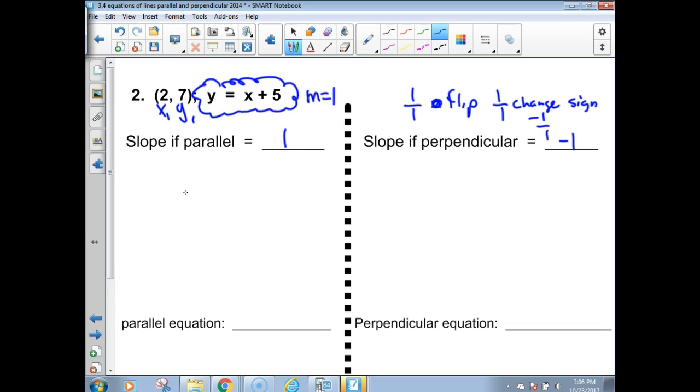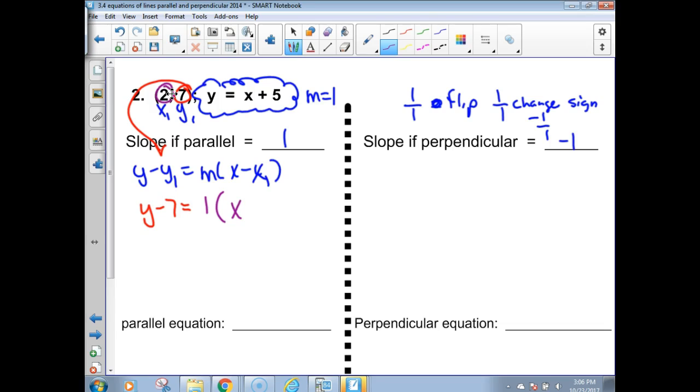Special case. Now I'm going to put it in y minus y1 equals m times x minus x1 format. Substituting in y1 is 7, I get y minus 7. Substituting in m is 1, I have 1 times x. And putting in 2 for x1, I have x minus 2. Okay, so I'm going to start simplifying. y minus 7 equals x minus 2. I add 7 to both sides, and I get y equals x plus 5.